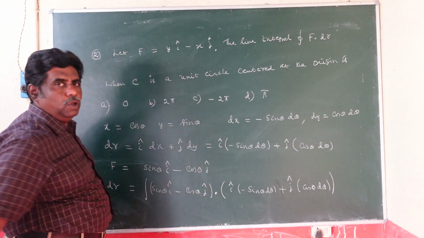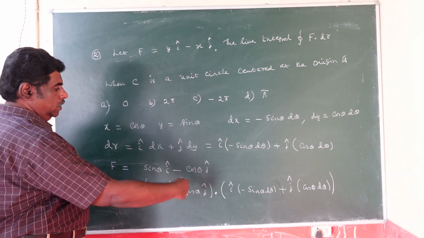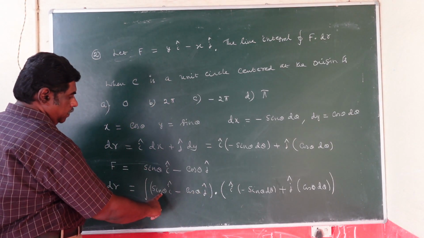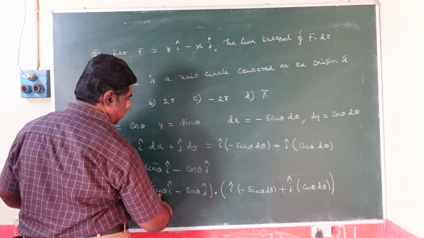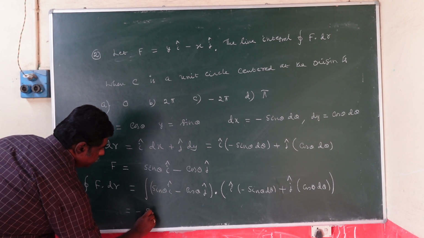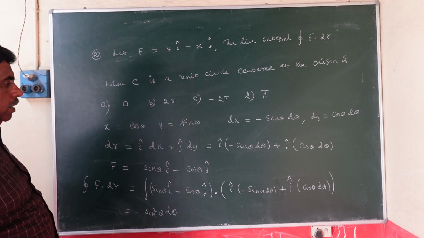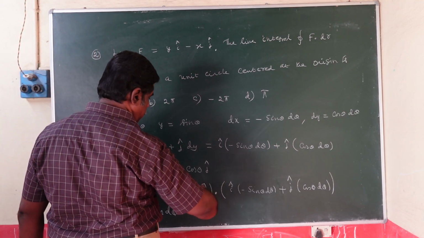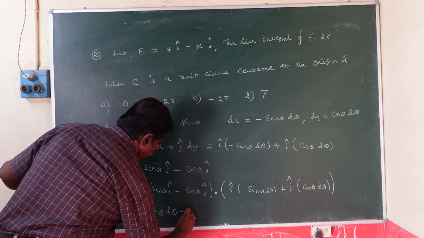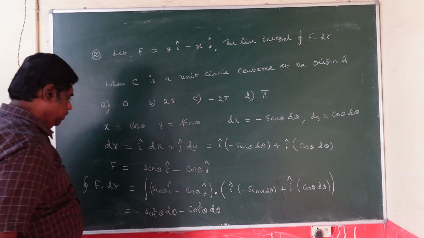I dot I is 1, j dot j is 1, I dot j is 0, j dot I is 0. Now we have to write sin theta, I dot I is 1, sin theta into minus sin theta d theta, which is equal to minus sin square theta d theta. Then cos theta with a negative sign, cos theta d theta with a positive sign, minus cos square theta d theta.